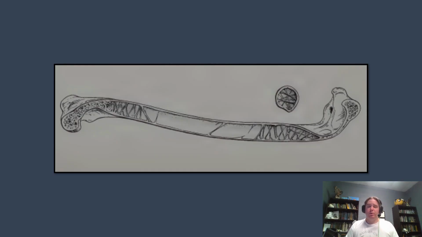In bones that are pneumatized, things like the humerus that you see in this picture, a mammalian bone of the same approximate size is the. One second.